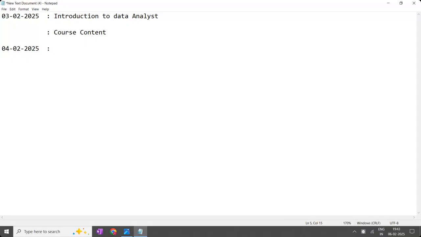On the day 2 class, that is on Tuesday, the 4th of this month, we discussed the step-by-step procedure of a data analysis project. What are the steps involved in a data analysis project? Basically, it is called a data analysis project, and we discussed in detail what steps are involved in it.